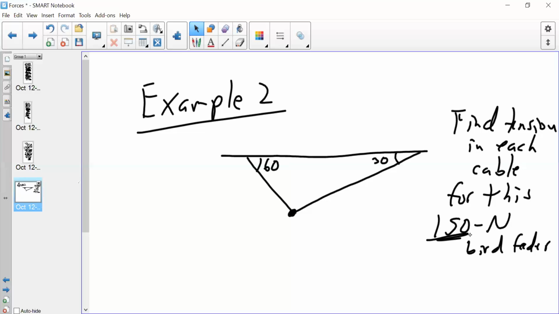Follow the method. Free body diagram. Get your coordinate system. In this case, everything is pretty simple. We have x-axis, y-axis like this. It's your job to label all forces in the x direction and y direction. Different angles, so the tensions will be unequal.